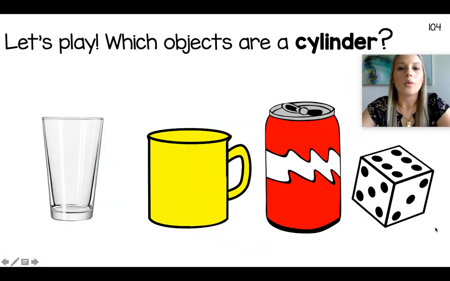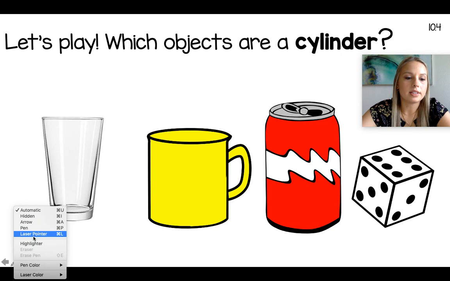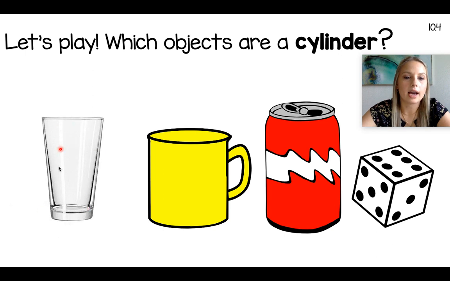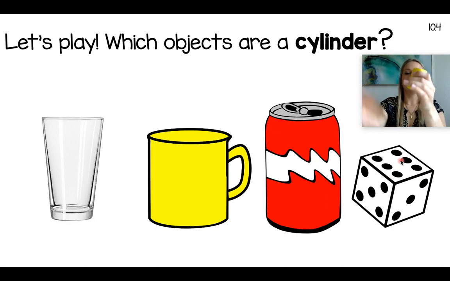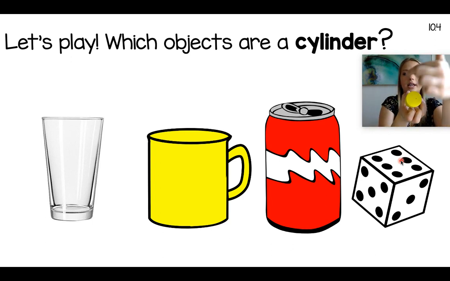Let's play. Which objects are a cylinder? Okay, so if we look at the shapes down here, we see a glass, a mug, a can, and a dice. We know cylinders have two flat surfaces, and if we turn it sideways, it's round and curved, right?